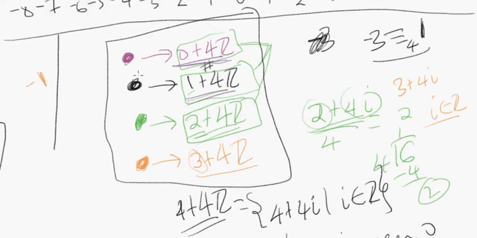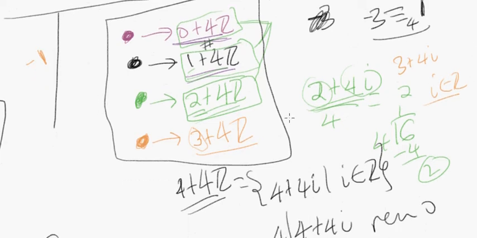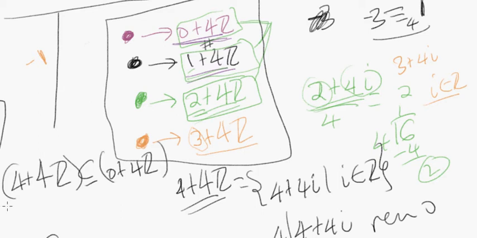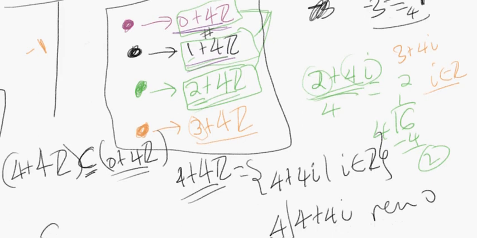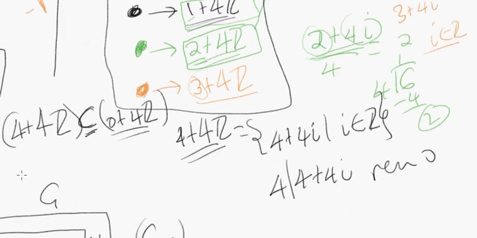But remember we said that the coset 0 plus 4Z is the set of all elements which when divided by 4 give a remainder of 0. What this tells us is that if an element is in 4 plus 4Z, it's also an element of 0 plus 4Z. Every element in the coset 4 plus 4Z gives a remainder of 0 when divided by 4, and all such elements are contained in 0 plus 4Z. So now we have that 4 plus 4Z is a subset of 0 plus 4Z.